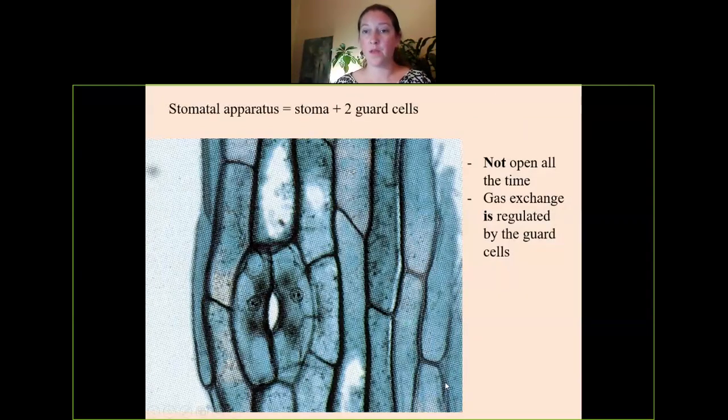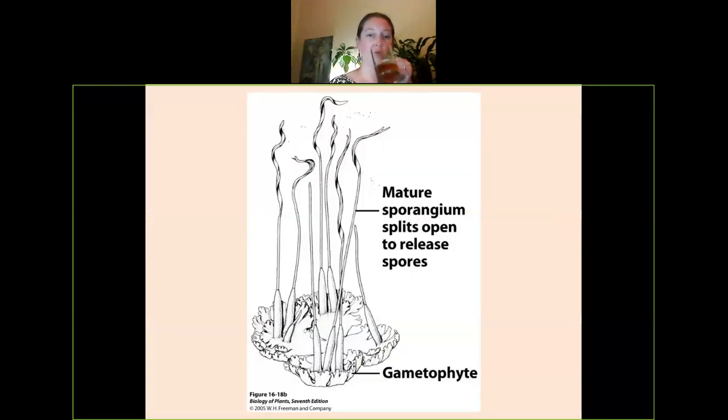Okay. This is just showing you that same thing. This is just a stomatal apparatus on the side of a hornwort. You already know what a stomatal apparatus is. We've talked about it already.